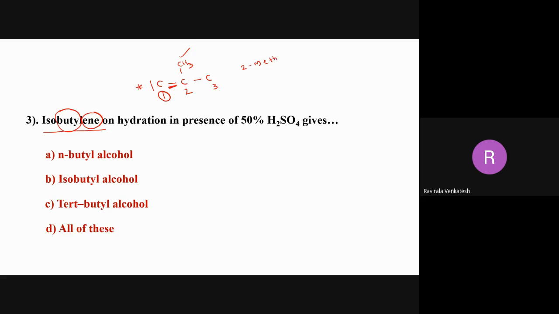2-methyl propene, right? 2-methyl propene is the IUPAC name. Nobody will give 2-methyl propene because you can easily write it. They will give common names for simple molecules. They don't give common names for molecules having 6, 7 carbons, only up to 4 or 5 carbons, not more than 5 carbons. So you have to practice like this also, isobutylene.